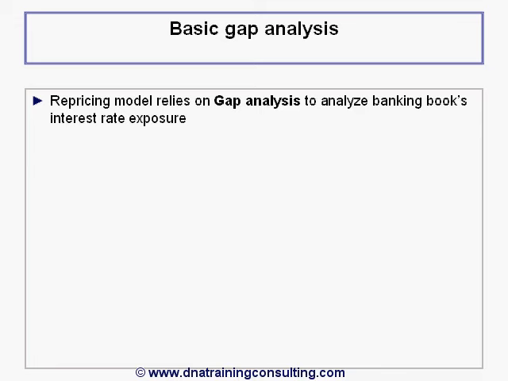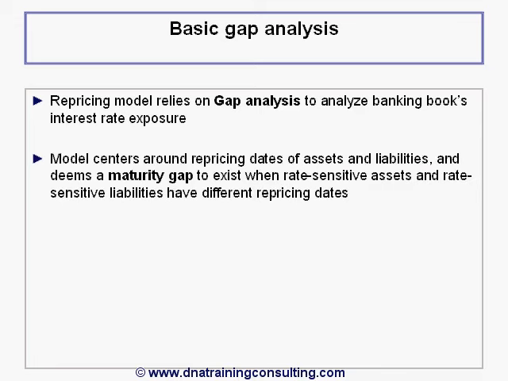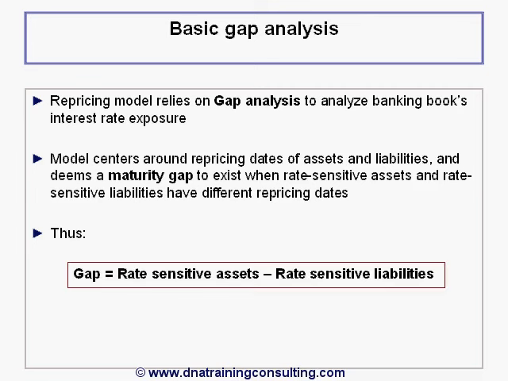The repricing model relies on so-called gap analysis to analyze the banking book's interest rate exposure. The model centers around the repricing dates of assets and liabilities and deems a maturity gap to exist when rate-sensitive assets and rate-sensitive liabilities have different repricing dates. Thus, a gap is rate-sensitive assets minus rate-sensitive liabilities.